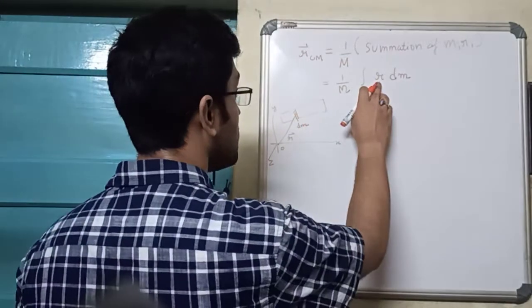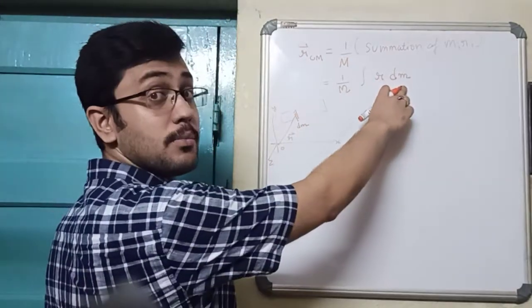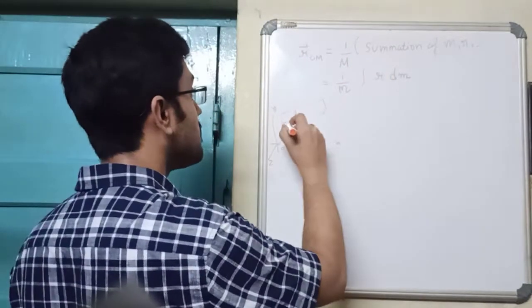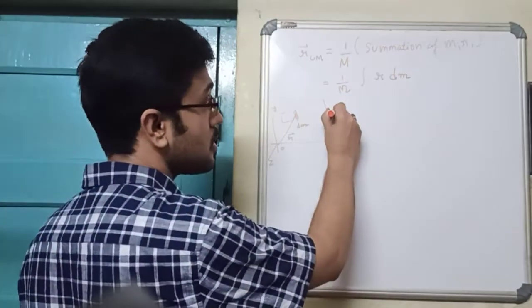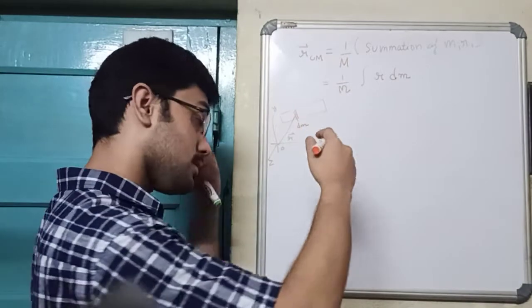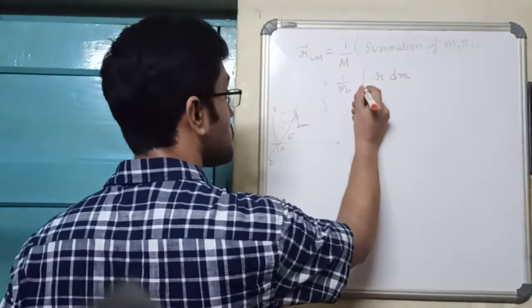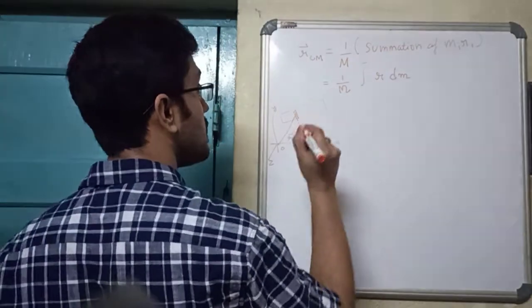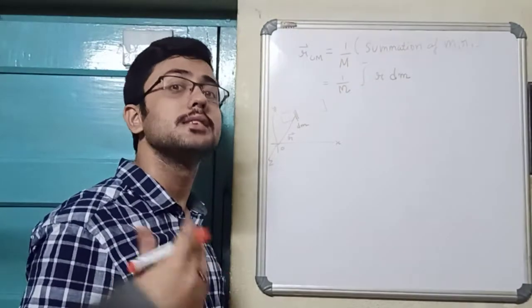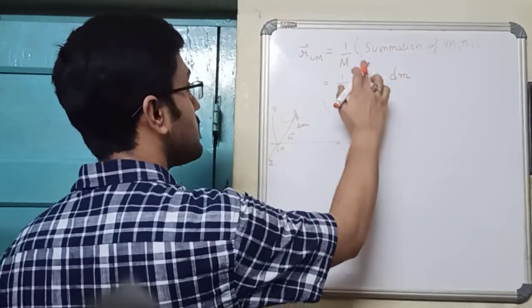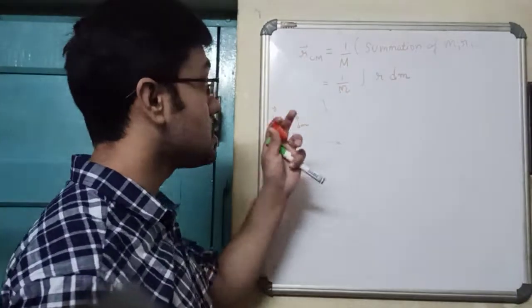So I have the r of that dm, and this I am going to integrate for the entire length of the rod. Say in this case, as we are talking about the rod, it is from 0 to the total length of the rod. For other cases it can be different. So I am not writing out this limit because this is a general formula.